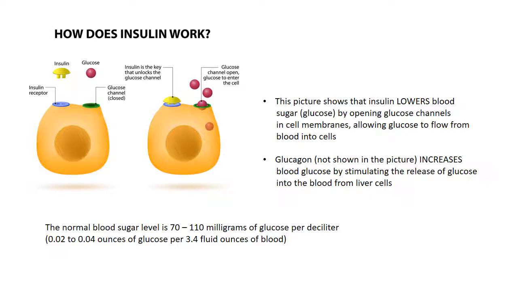The reason is that it acts independently of insulin. Actually, it doesn't act through the insulin receptor, and it doesn't do anything to glucose channels. Instead, it targets its own receptors on liver cells, and this stimulates release of glucose from liver cells.